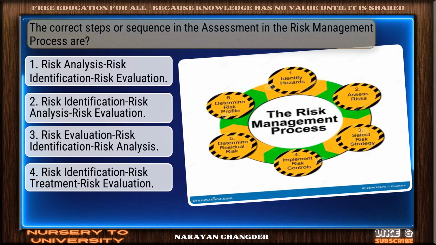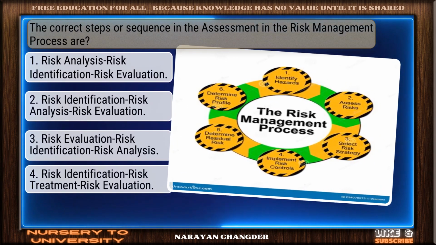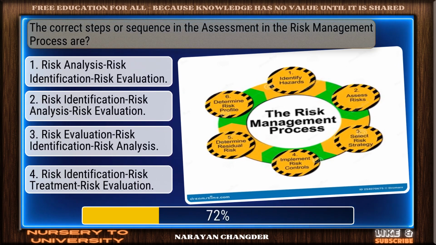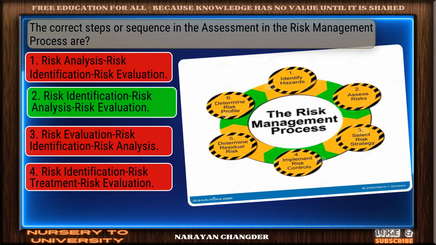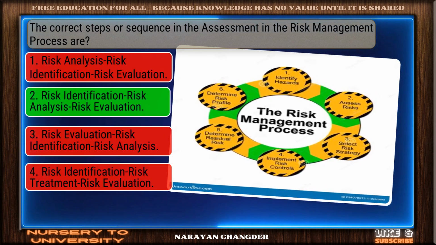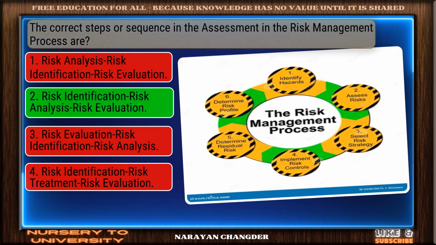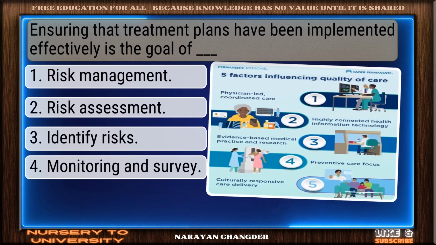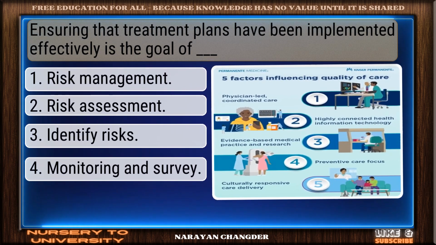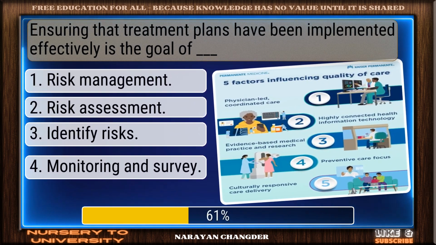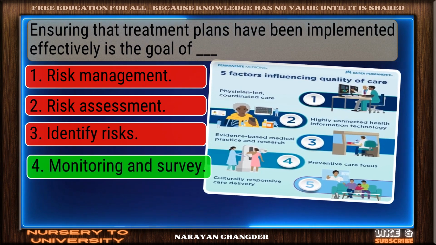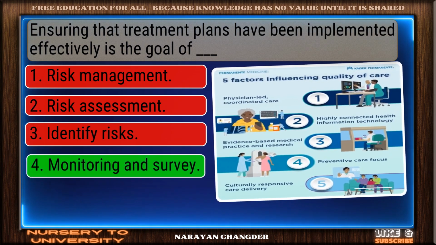The correct steps or sequence in the assessment in the risk management process are... Well done. Risk identification, risk analysis, risk evaluation is the right choice. Ensuring that treatment plans have been implemented effectively is the goal of... Nice selection. Monitoring and survey is the correct and valid answer.